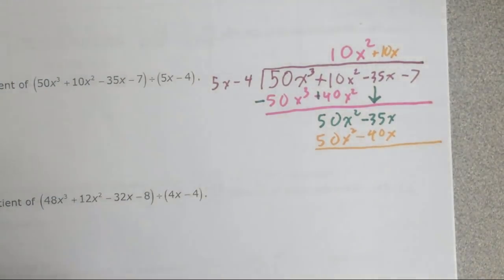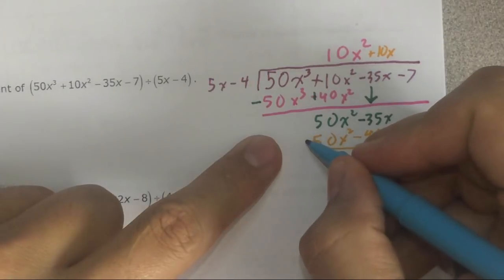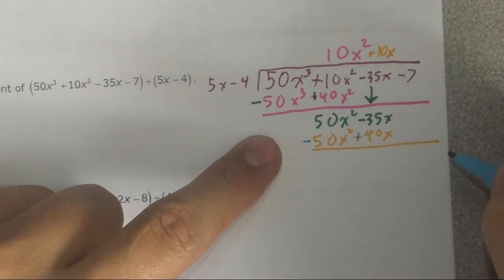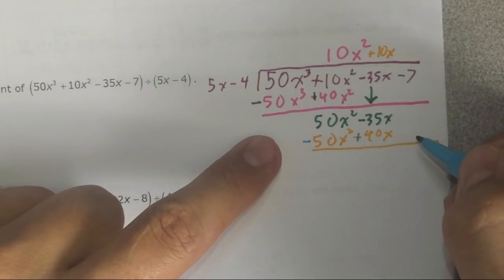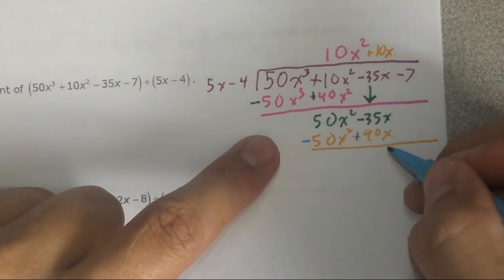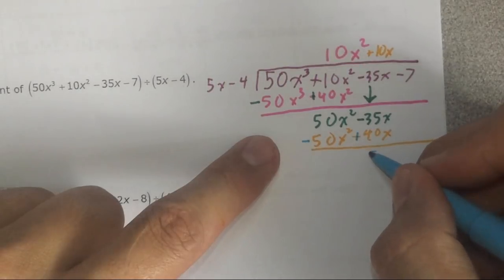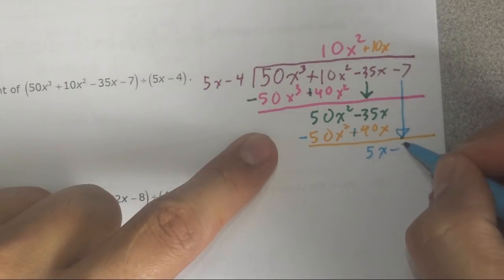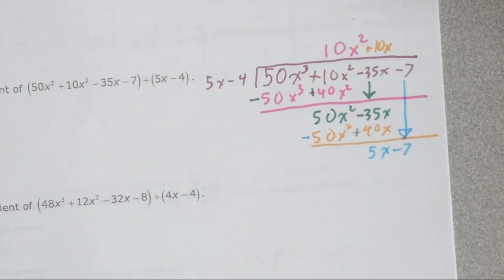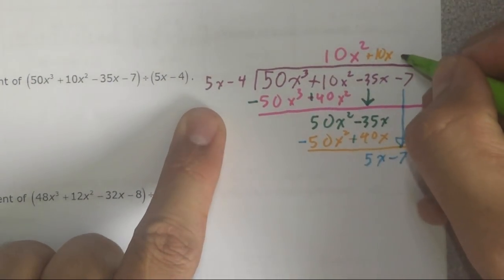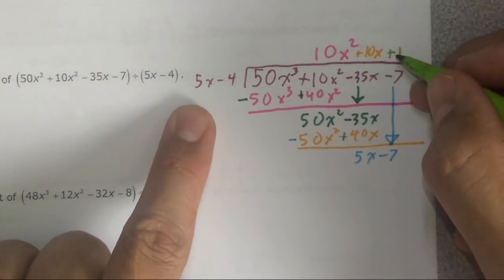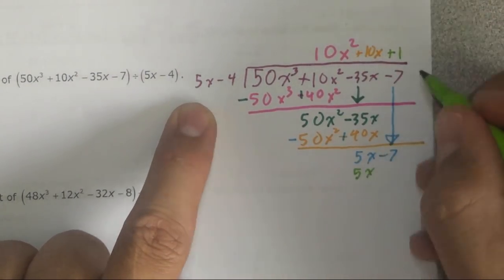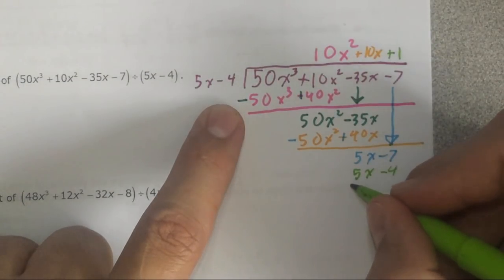Next, I have to subtract. Positive becomes minus, minus becomes positive. Those are zero pairs, everything's working well. Negative 35 plus 40, that gets us 5x. Bring down the negative 7. And we start over. Look and see how many times it goes in. 5x into 5x, that's pretty easy. Plus 1. 1 times 5x, 5x. 1 times negative 4, negative 4.